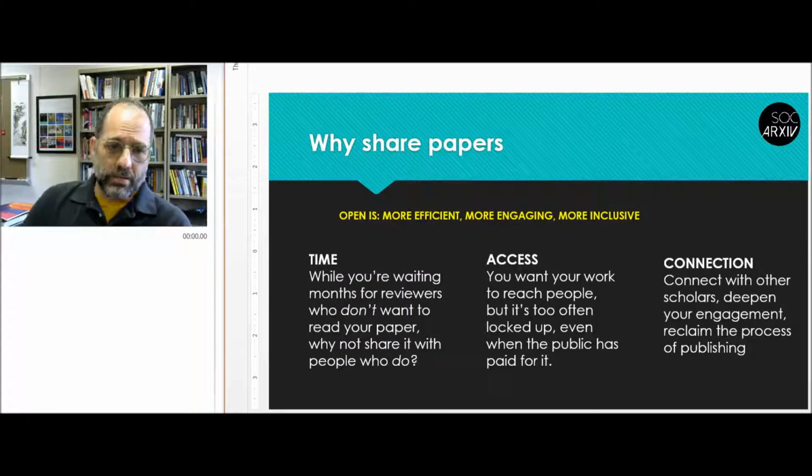Okay, well, why do this? We think that opening up your work is going to make it more efficient, more engaging, and more inclusive. And I have sort of broken out some of the benefits here into 3 categories of time, access, and connection.